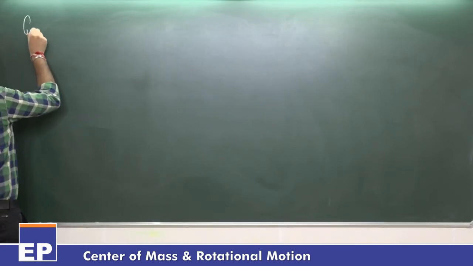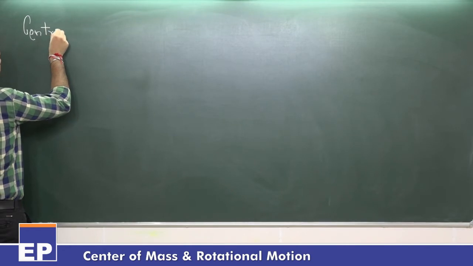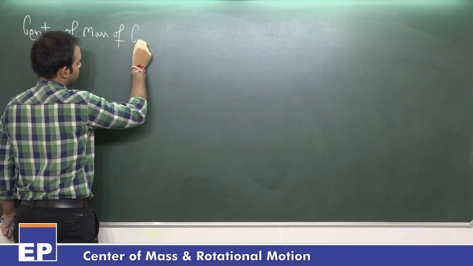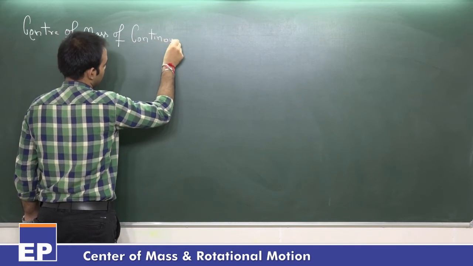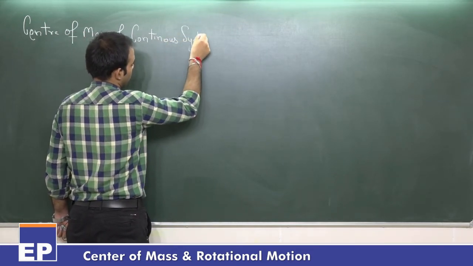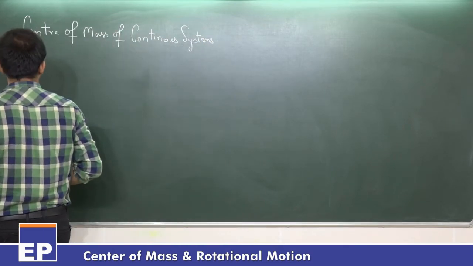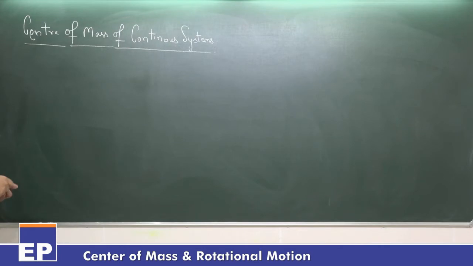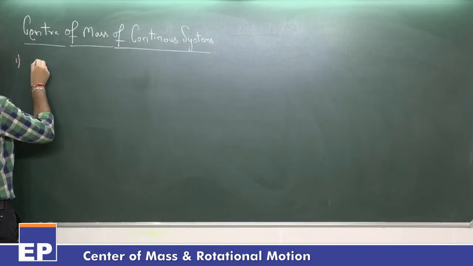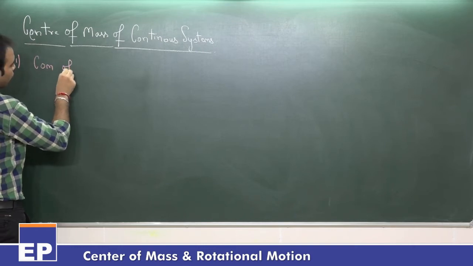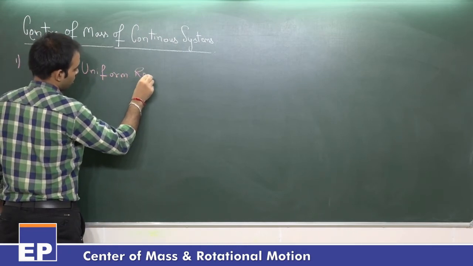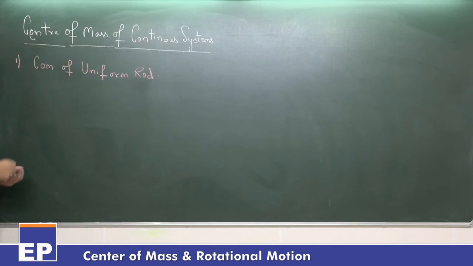Now next, center of mass of continuous systems. Center of mass of continuous systems. Like for first one, center of mass of uniform rod. For a uniform rod, it will become like this.